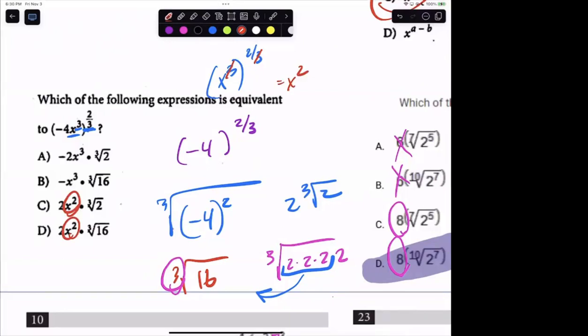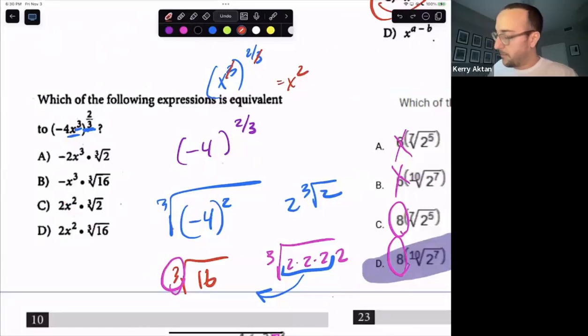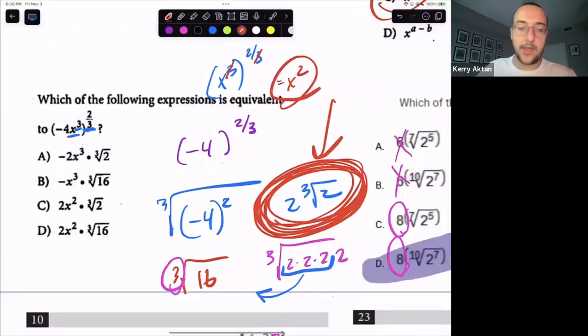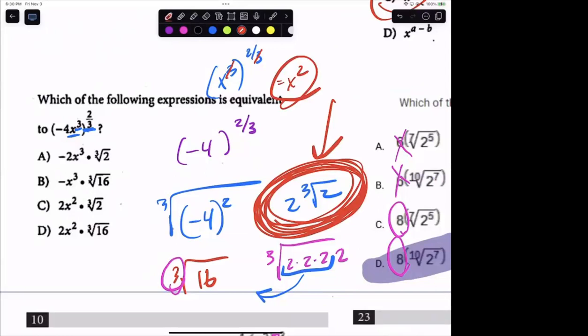But then where does the 2x come from? Where's the 2? Oh, well, the 2, I think you missed the tail end. You got that piece, right? So 2 cube root of 2. That 2 goes in front of that x squared. Okay. Make sense or no?